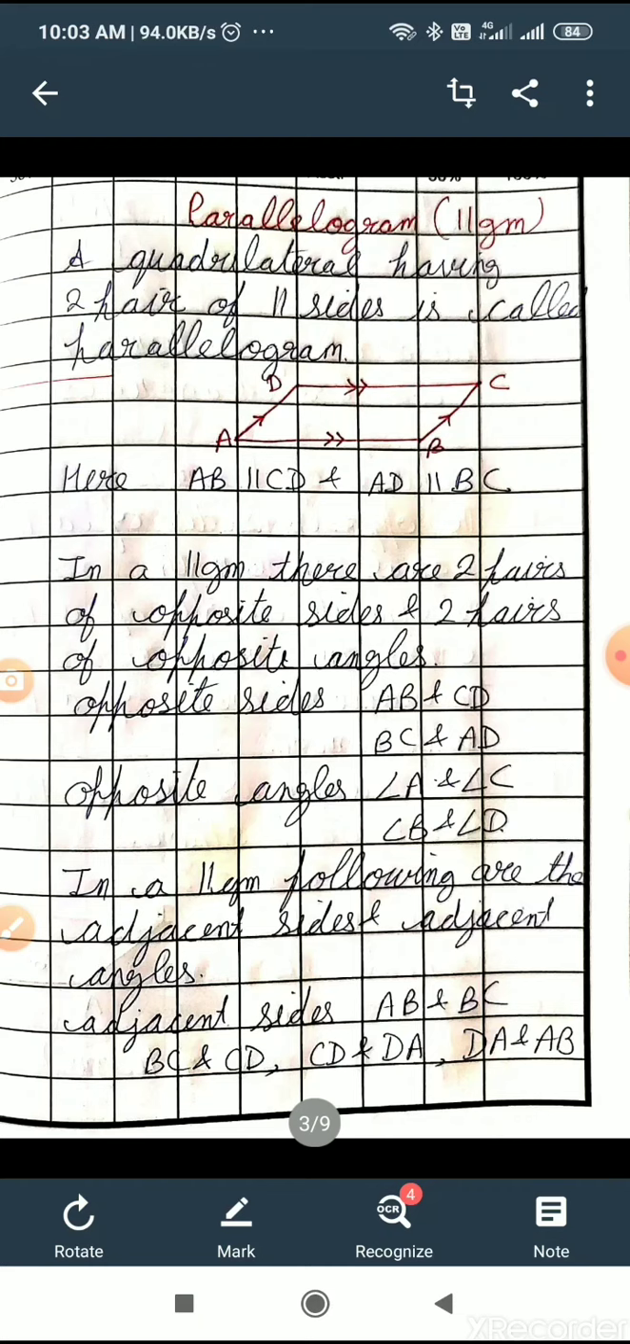Now, what is the next thing? Adjacent sides and adjacent angles. Adjacent sides will be those sides which share a vertex. For example, AB and BC both have vertex B common. That is why AB and BC will be called adjacent sides, and these are the same sides we were calling consecutive sides in the kite. BC and CD are again adjacent sides. CD and DA, and DA and AB, these are all known as consecutive sides.